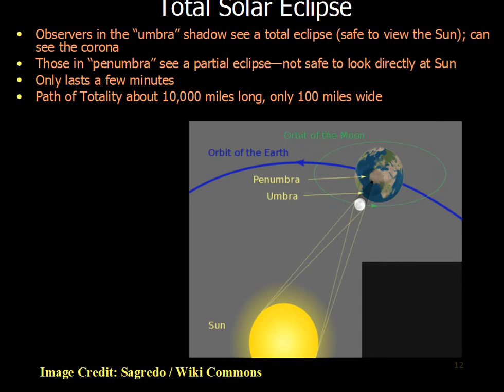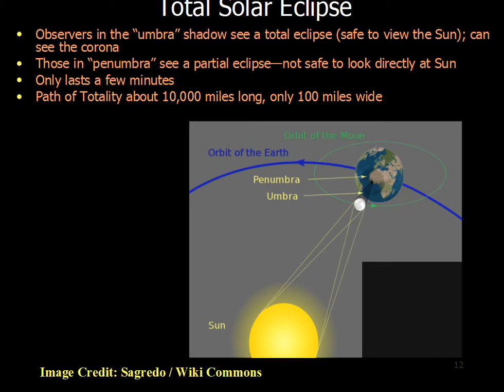So let's go just a little further here. Again, we have umbra and penumbra. The umbra is the dark portion of the shadow of the moon, and that's where the total eclipse occurs. In the penumbra, we have a partial eclipse, and even there, when part of the sun is obscured, it's not safe to look directly at the sun.